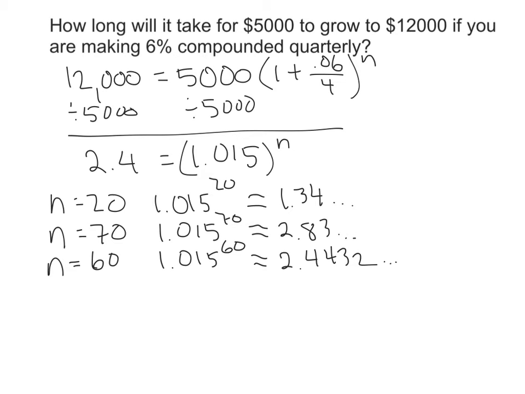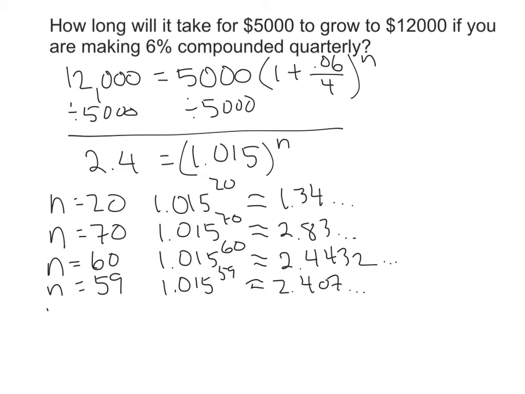60 is clearly enough to reach it. The question is, is 59 enough to reach it? If 59 is enough, is 58 enough to reach it? We're close enough now, we can probably just check that. So if we try 59, 1.015 to the 59th is approximately 2.407, so we're very close, but just enough above 2.4 to say, yes, that will reach it.